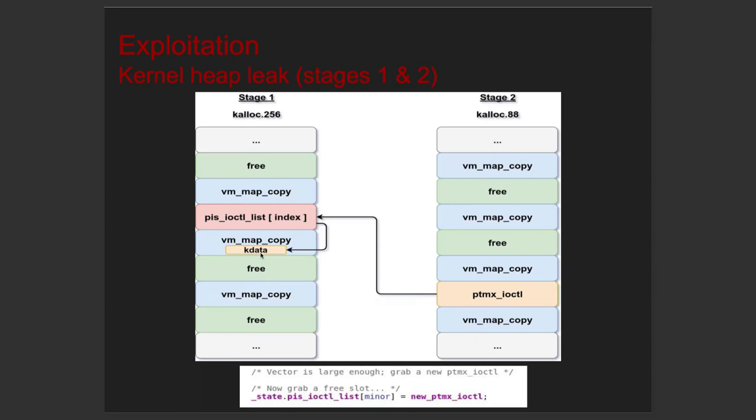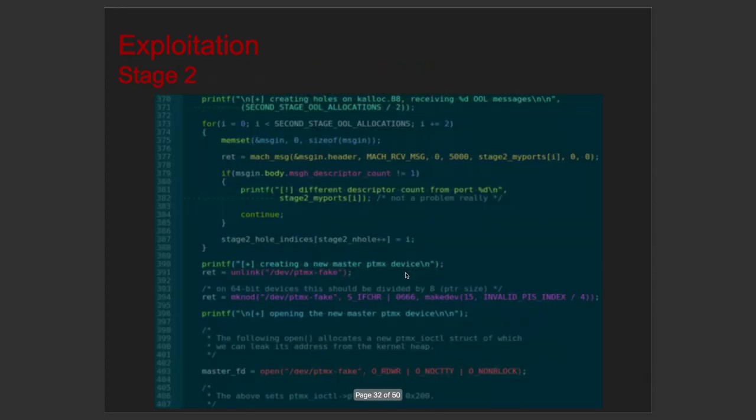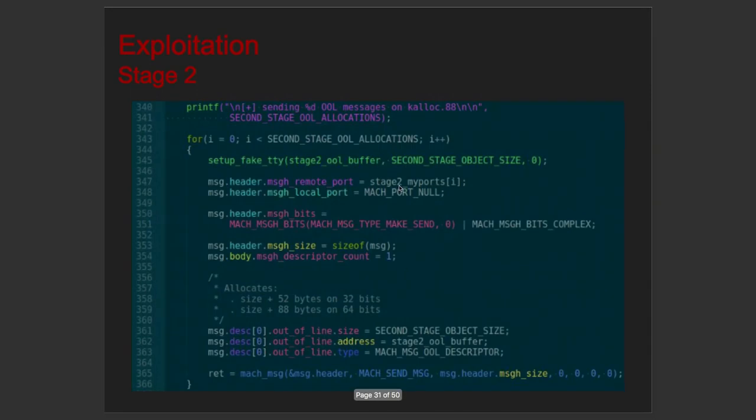So in this k data field here of the VMAP copy struct, I have now this address, right? So that's how the heap looks like. I have here the code. It's very similar to the first stage, right?